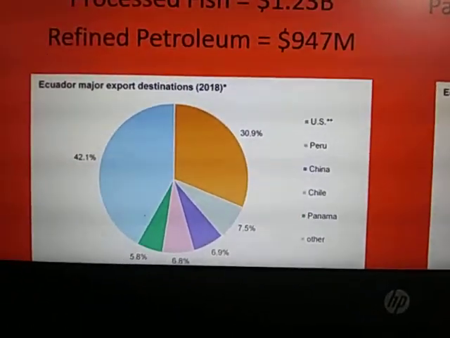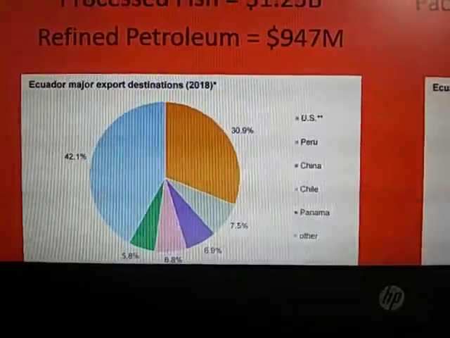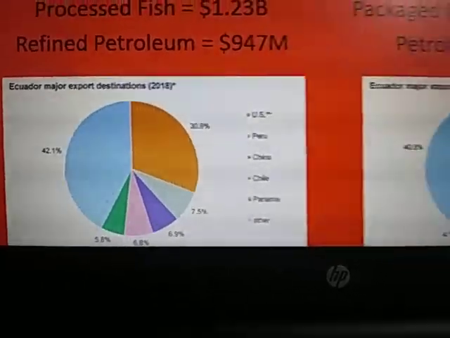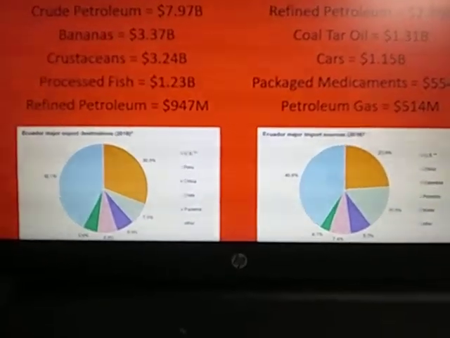Here are the major export destinations. Mostly it is the US. There's at least 40% in both import and export destinations and sources that are other.